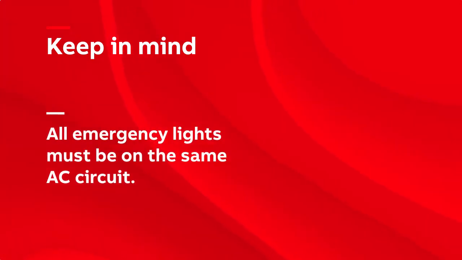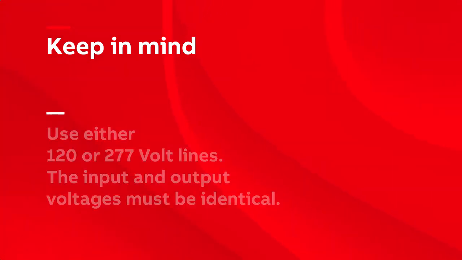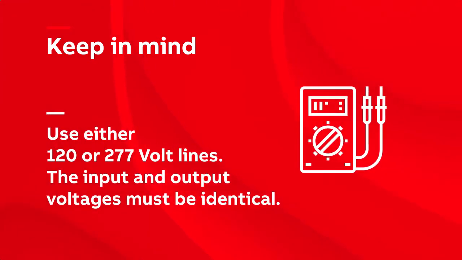For all wiring scenarios, here are some points to keep in mind. All emergency lights must be on the same circuit. Use either 120 or 277 volt lines. The input and output voltages must be identical.